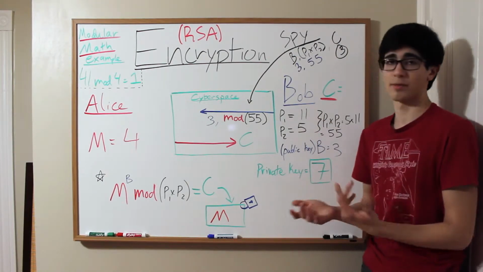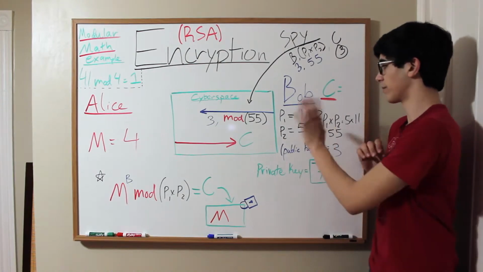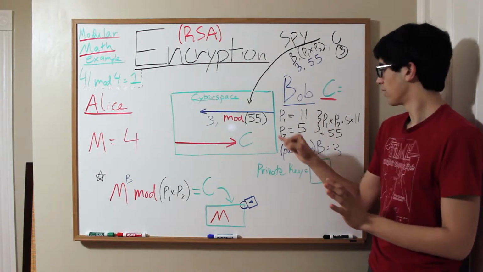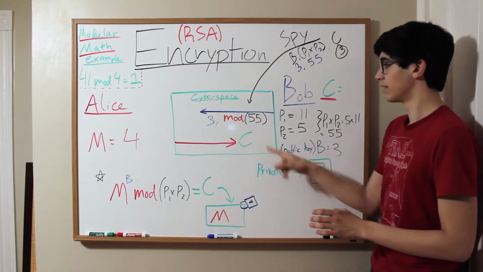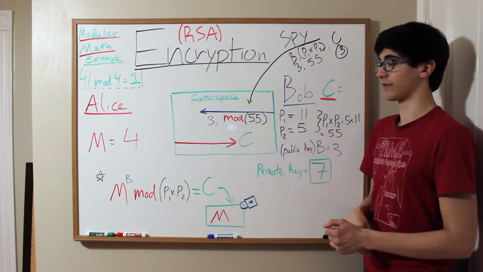11 and 5 are two small prime numbers, but the only important part about that is the product of them, P1 times P2, which is 5 times 11, or 55. So that means the mod we're taking it to is 55.